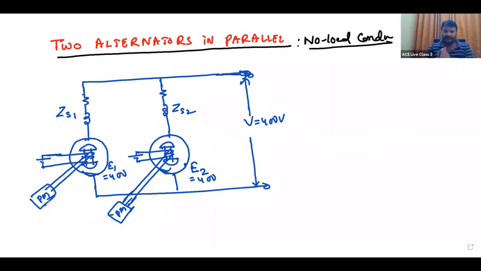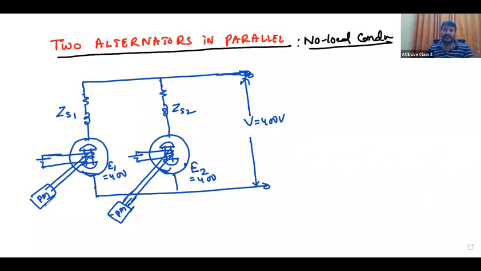Load is kept constant. Under the no load condition, what disturbances or controlling are possible on the machine? The controlling is on the alternator input side, that is excitation and prime mover. Two inputs are there. If excitation changes, what happens? If prime mover input changes, what happens?